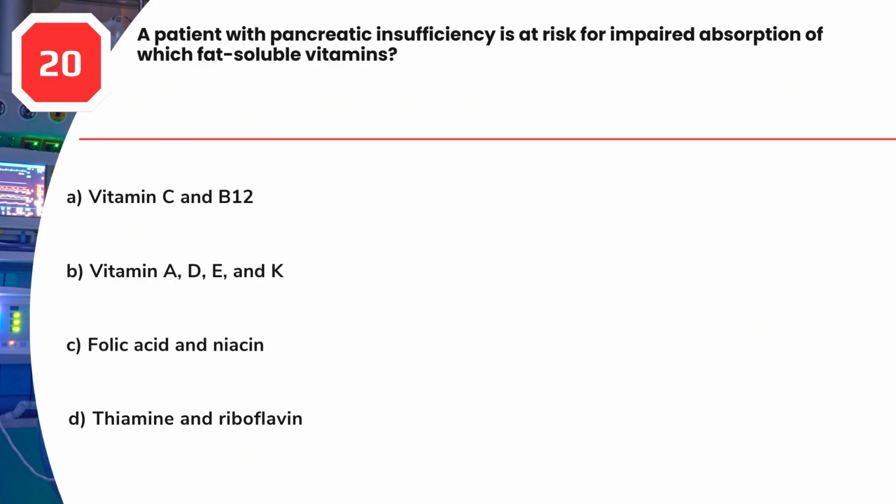Question 20. A patient with pancreatic insufficiency is at risk for impaired absorption of which fat-soluble vitamins? A. Vitamin C and B12. B. Vitamin A, D, E, and K. C. Folic acid and niacin. D. Thiamine and riboflavin.